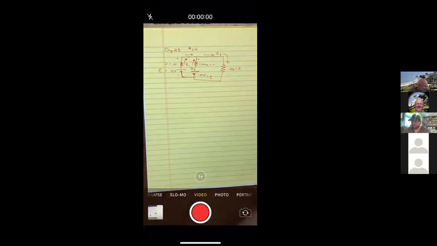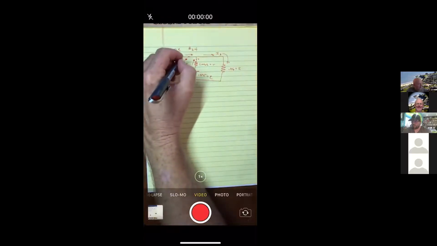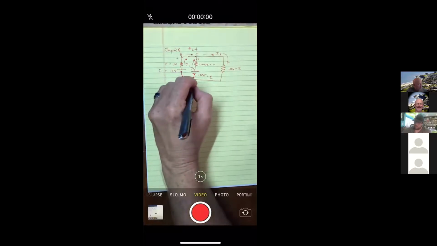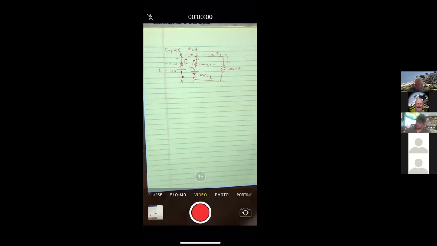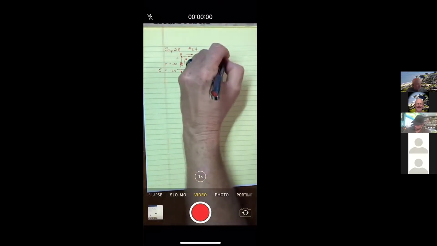But the Kirchhoff's ones will work, and so I'm just going to make a loop again. And so maybe this is my big question: do you do a loop with the live battery and the dead battery, and then a loop with the resistor and the live battery? That's what I'm thinking about doing.